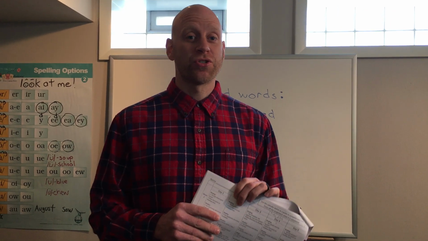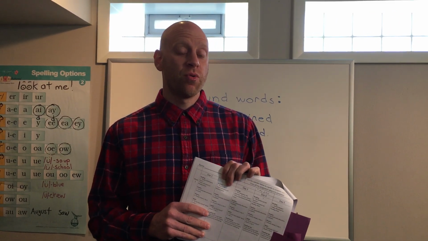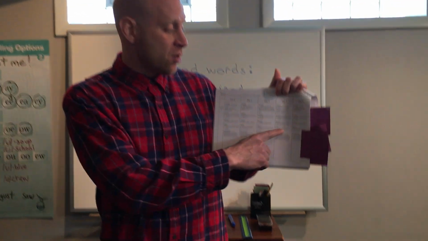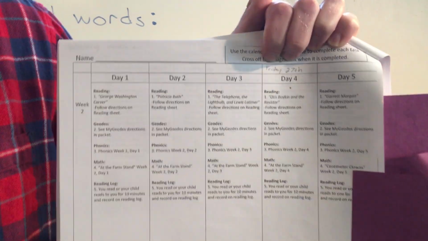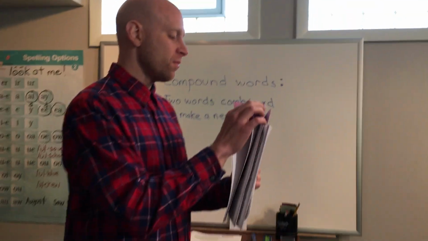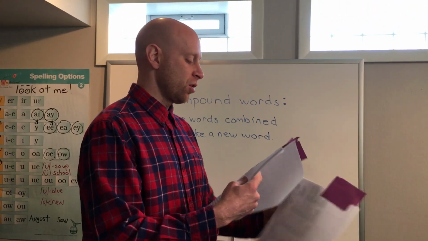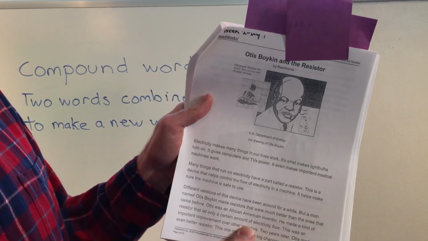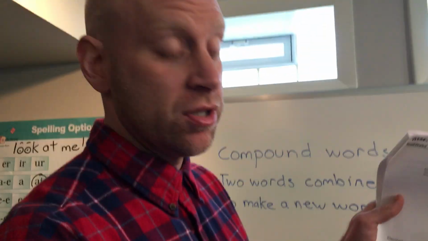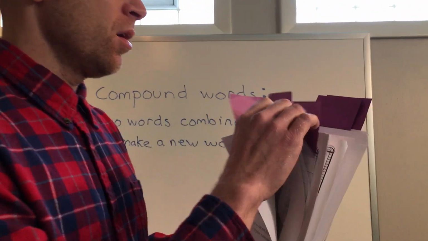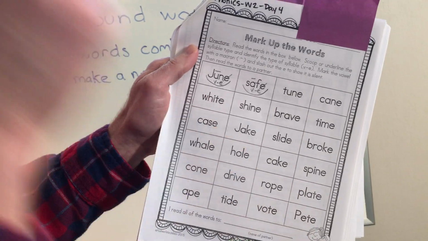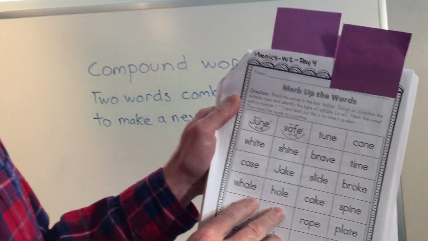Hey boys and girls, so today is Friday the 27th, and if you're working with us on our packet, today we're on day 4. Some of the things we need to do today: if we're looking at our articles, we're talking about Otis Boykin, a very important person in history as far as inventions. For phonics, we're marking up the words, and we're talking about V-E.